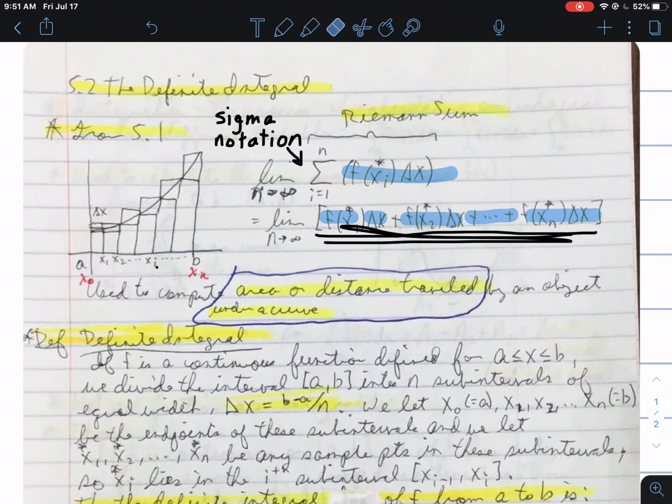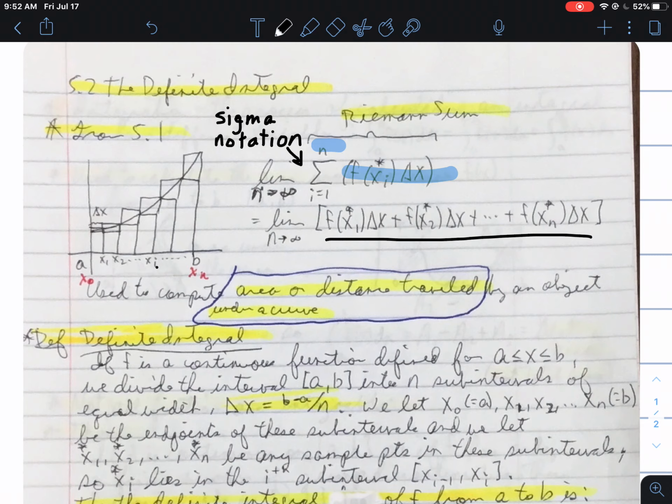So to say that the sum as i goes from 1 to n of f of x of i star delta x, we take whatever that counter is, the i in this case, and we replace it with values from 1 to n. And that's what's happening down here with this one. So if we let i equal 1, we get f of x of 1 star times delta x, plus let i equal 2, f of x of 2 star delta x. Let i equal 3, you get f of x of 3 star delta x, etc., up to whatever our final value is, which is represented by n. And there's our f of x sub n star times delta x.